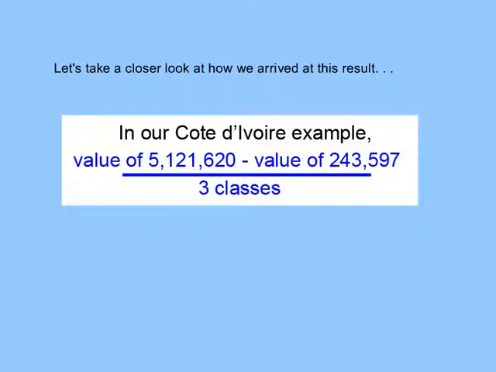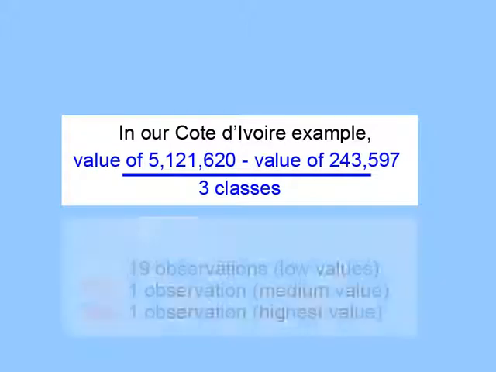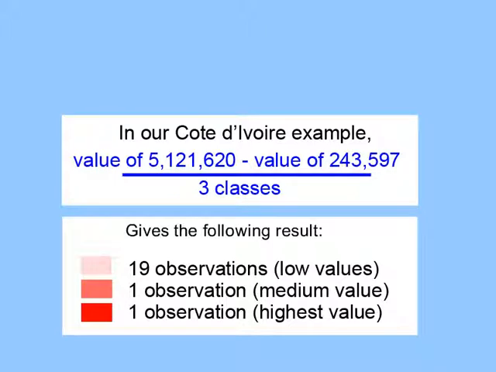Using our Côte d'Ivoire data, we have a range of approximately 200,000 as our low value and approximately 5 million as our high value. If we subtract the low value from the high value and then divide this range by 3 classes, we'll get the following result with 3 equal ranges. 19 observations will fall into our lowest range, 1 into the medium, and 1 into the highest.